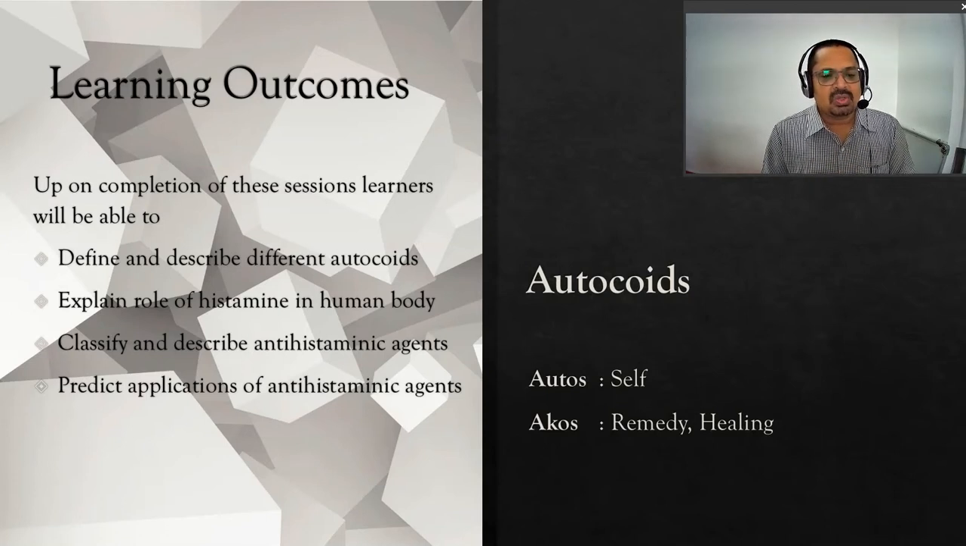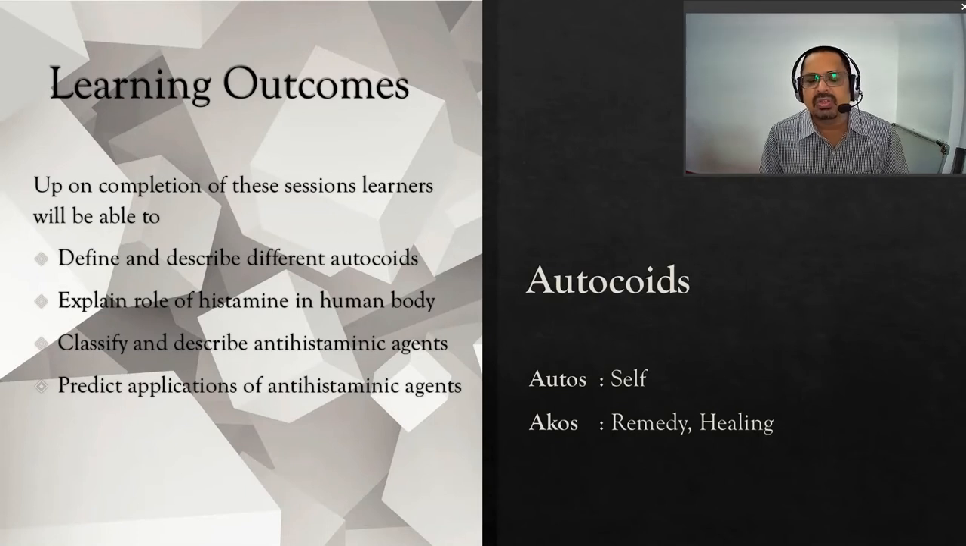You can explain the role of histamine in your body. Once the autocoids are finished, in this presentation we will continue with the role of histamine in our body, what histamine is playing in our body. Classify and describe the antihistaminic agents. What are the various antihistaminic agents? We can classify them, describe their actions, and predict the applications of the antihistaminics. What are the various applications where these antihistaminics are used?